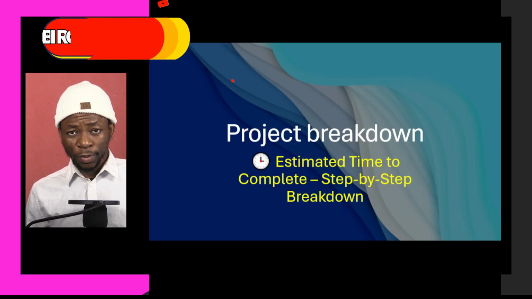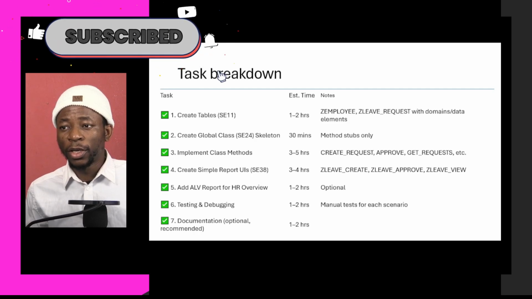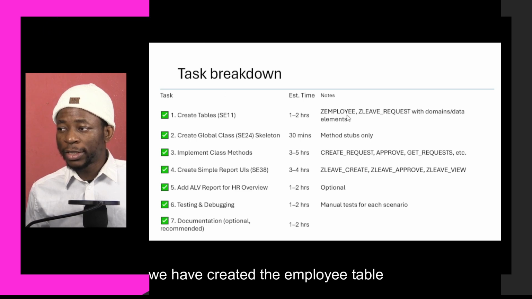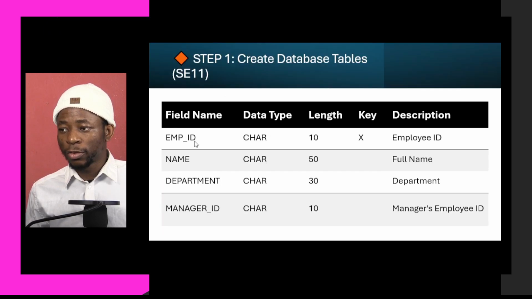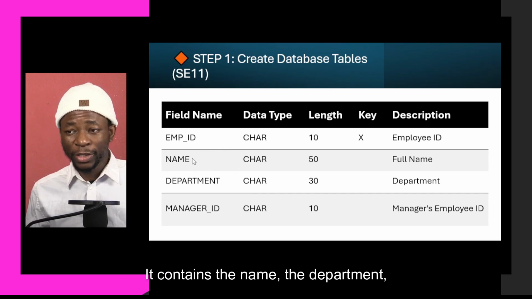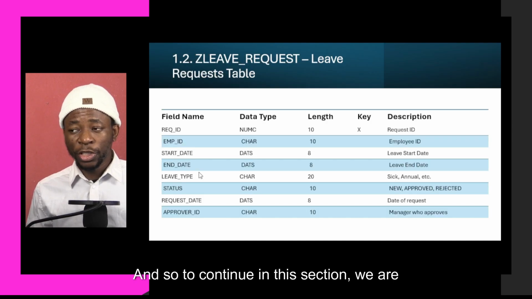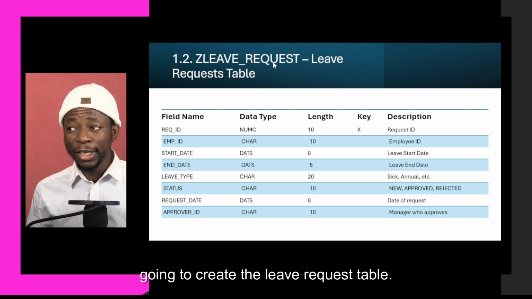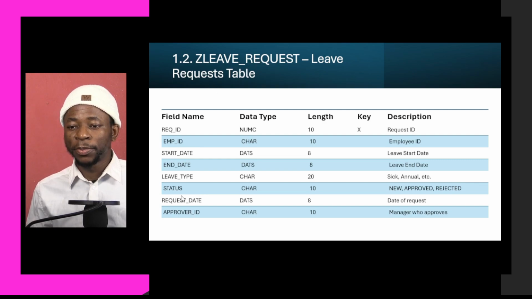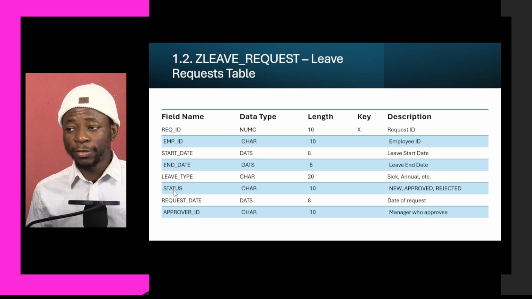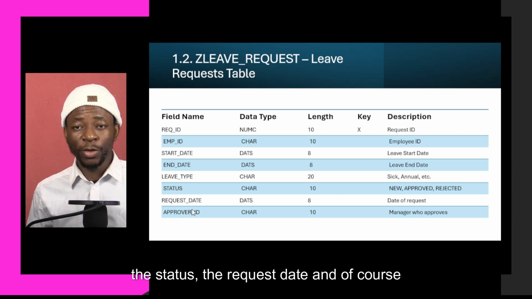So far, in the project breakdown, we have created some database tables, and we have created the employee table from the previous video. Link is in the description. This is the details of the employee table. It contains the name, the department, the manager ID, the employee ID. To continue, we are going to create the leave request table. The leave request table contains the request ID, the employee ID, the start date, the end date, the type of the leave, the status, the request date, and of course the approval ID.